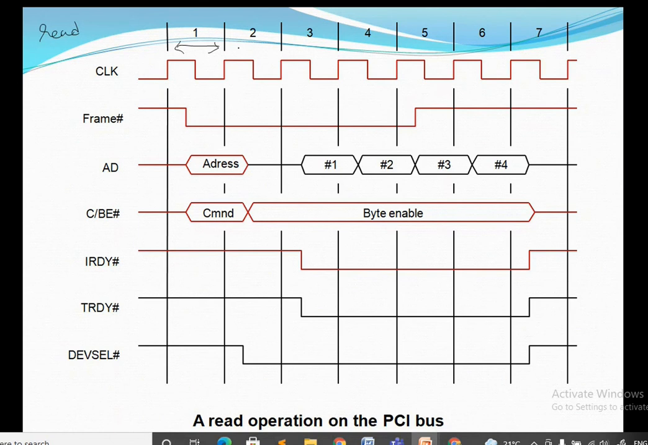Next we go to clock cycle 2. This part is done by the initiator. This is also sent by the initiator. This is also sent by the initiator.